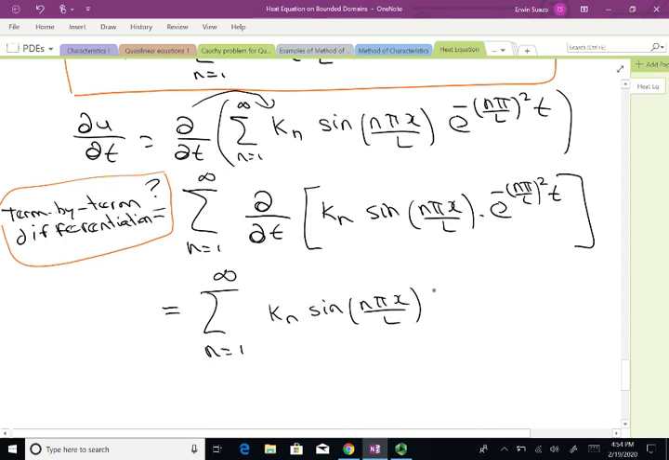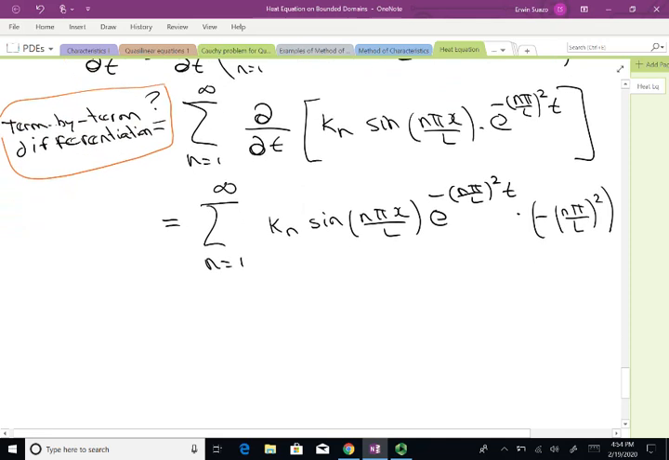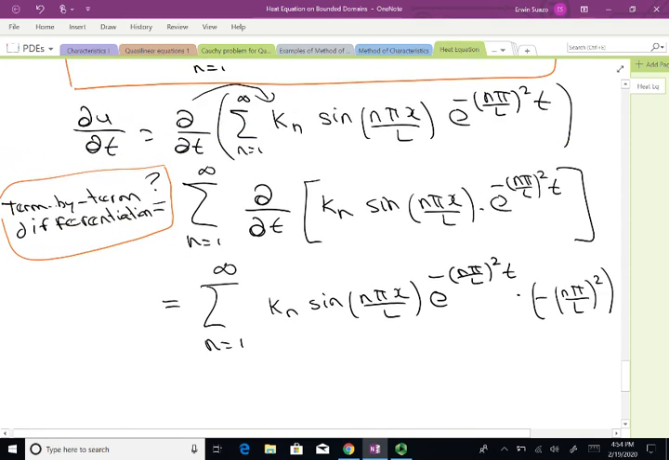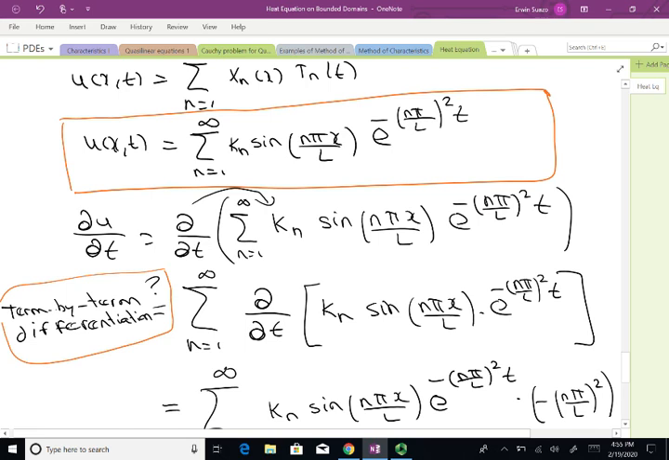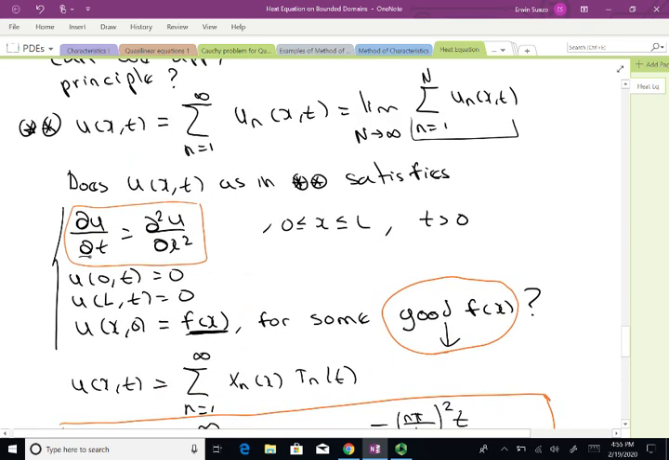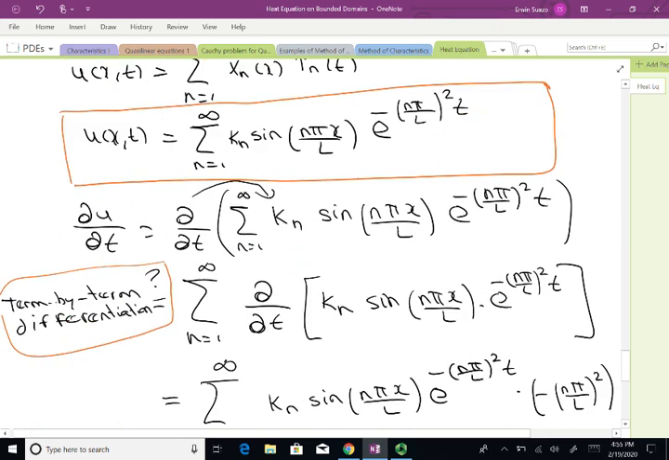Now the derivative of this guy is e to the minus (n pi over L) squared t, because the derivative of the exponential is the same exponential times the derivative of the inside. The derivative of the inside is minus (n pi over L) squared. This is just the chain rule. So this is my derivative with respect to time. Now, what will be my derivative with respect to x? I need to check that the derivative with respect to time is the same as twice the derivative with respect to x, in order for that to be a solution.